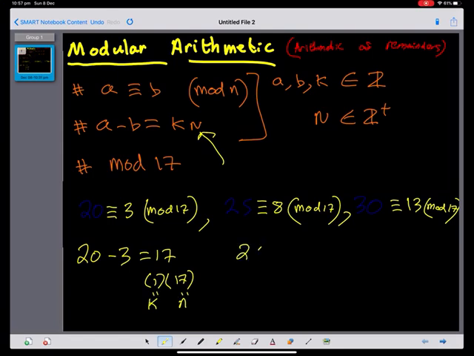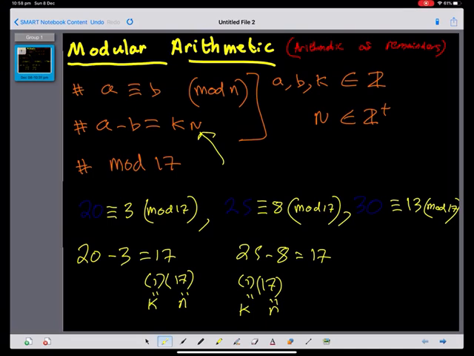The same for 25 minus 8. 25 minus 8 is 17, and we get the same there. 17 is 1 and 17. This is k, this is n. Okay, and the same is true of 30, which is congruent to 13 mod 17.